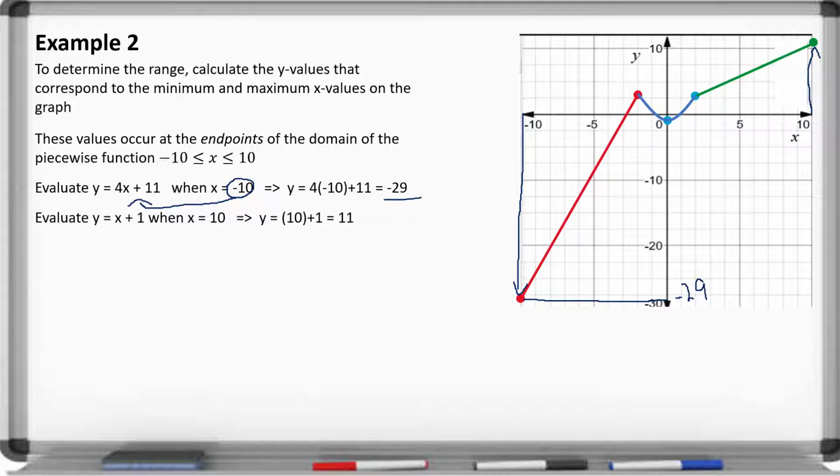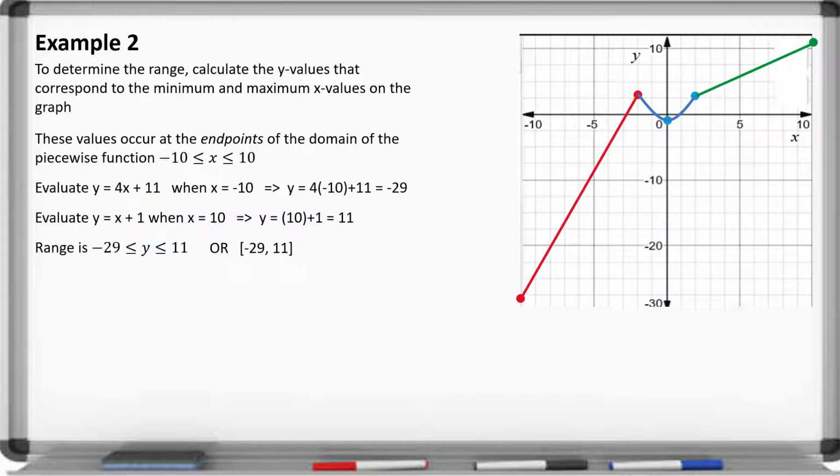All right, now when x is equal to 10, we're using the green function rule. So the green function rule was x plus 1. So plugging it in, we get 10 plus 1 is 11. Or you can use the coordinates here, which is going to be at 11. So our range is between negative 29 and 11 for the y values. And they're closed because of the filled dots. So therefore, we can also write it as negative 29 to 11 with brackets. All right, so now the domain is between negative 10 and 10, as we mentioned earlier, because it's between these two x values. Or we can say brackets negative 10 to positive 10.